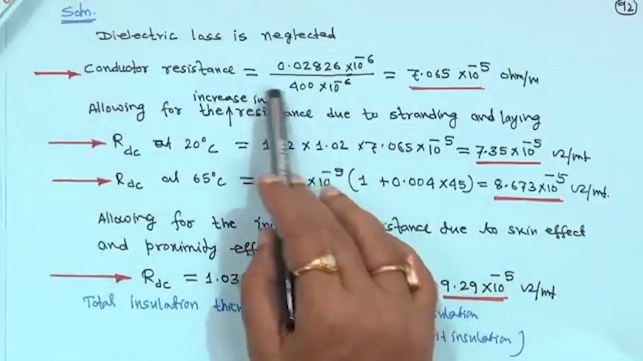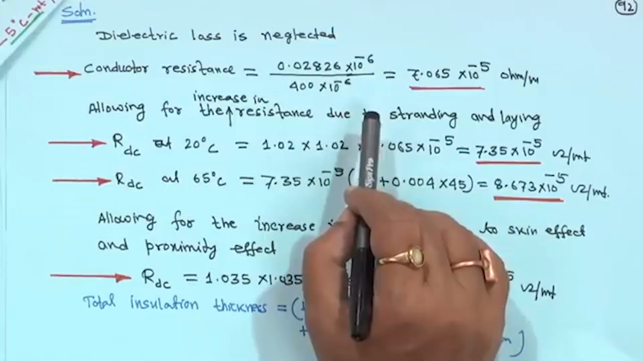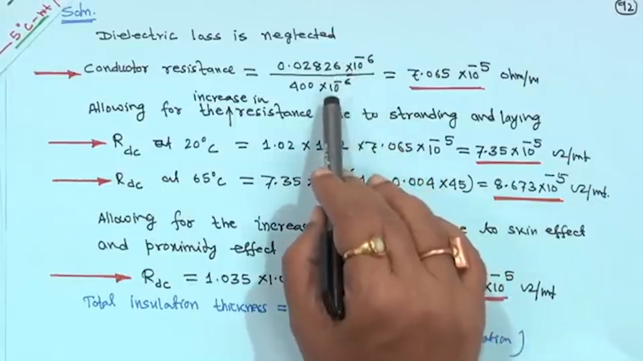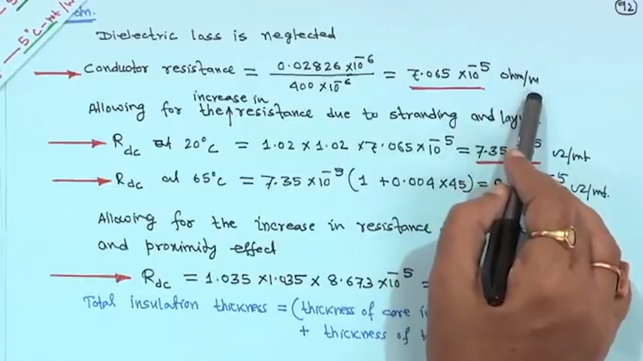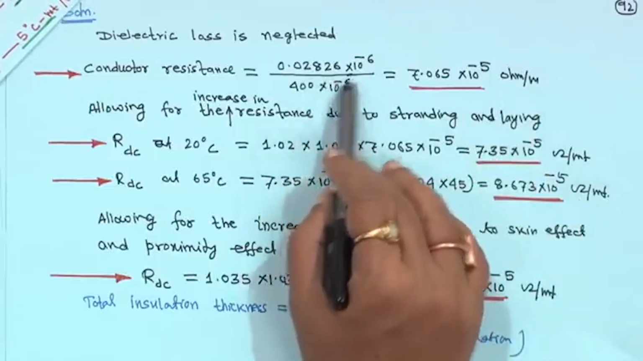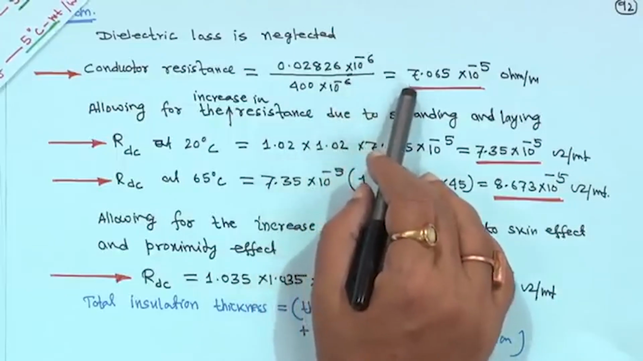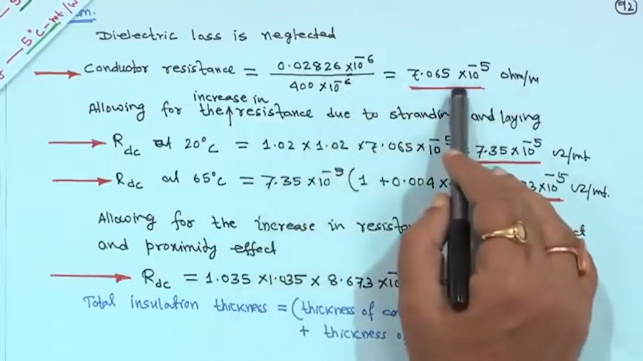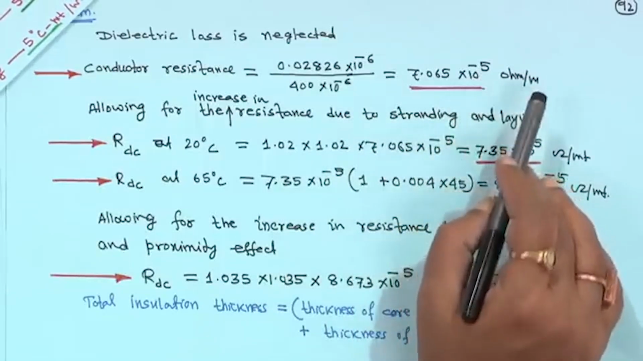So for the conductor resistance we take rho L by A. Rho is given, A is given, L is not there, that means it will come in terms of ohm per meter. So convert everything with appropriate units, particularly in terms of meter or meter square, right. So it will be 7.065 into 10 to the minus 5 ohm per meter, right.